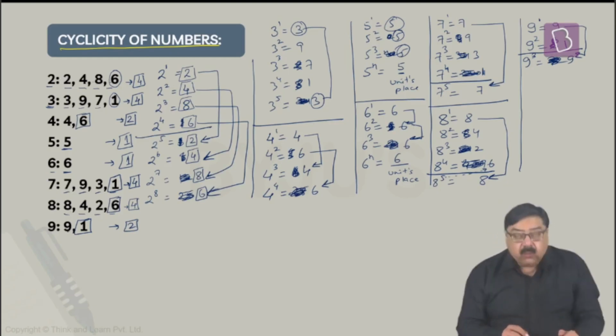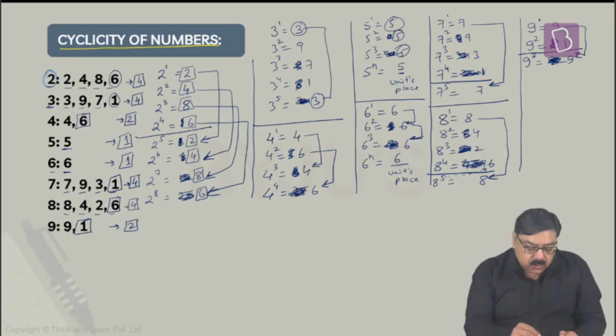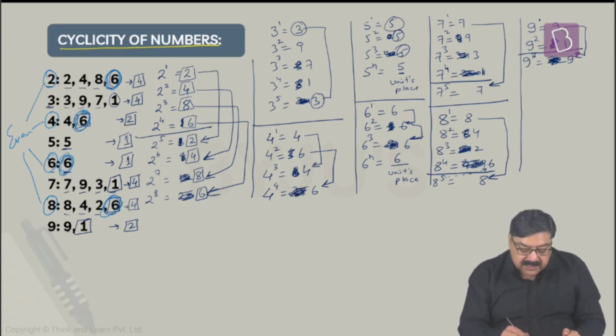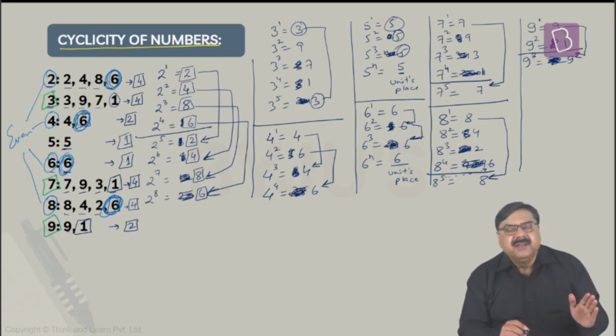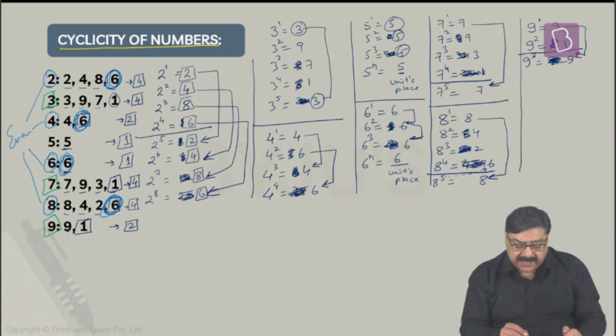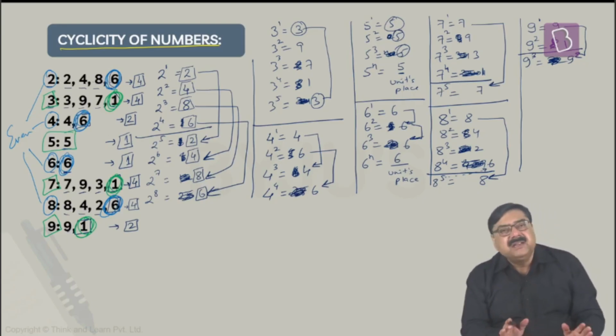Now what we must notice here is that 2, 4, 6 and 8 are all even numbers, and the cyclicity of all the even numbers ends in 6. Whereas 3, 7 and 9 are odd numbers. If we leave out 5, the other 3 odd numbers are 3, 7 and 9 and their cyclicity ends in 1. After that, a new group will start. And 5 is an exception which ends in 5.